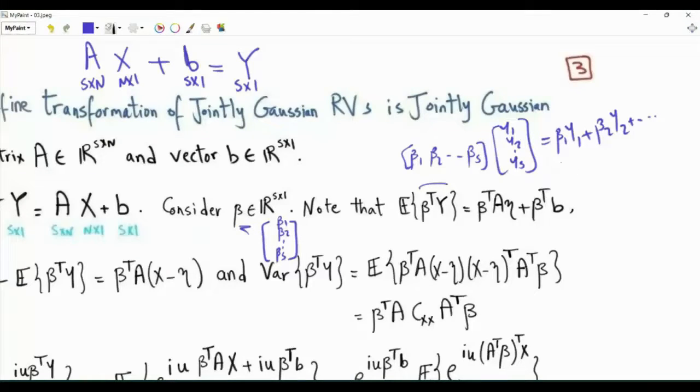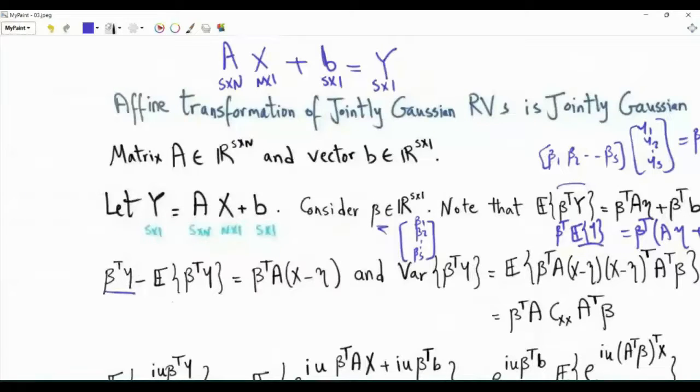So this expectation is beta transpose the expectation of y. And what is the expectation of y? Y is defined in terms of vector x. So this is A times the expectation of vector x. Remember, this was the column vector, eta 1, eta 2, and so on. And then we have B. So the expectation of beta transpose y is beta transpose A eta plus beta transpose B.